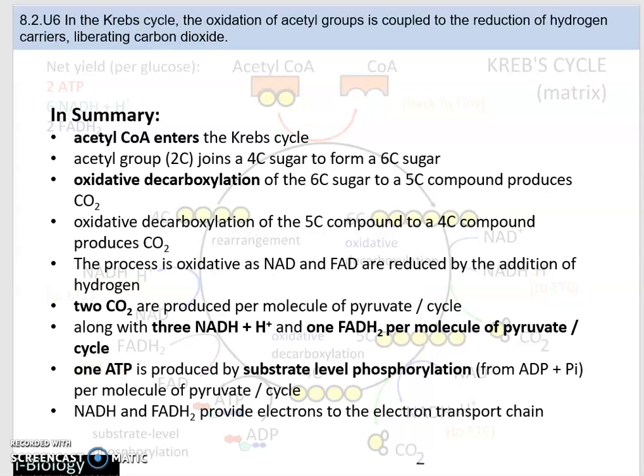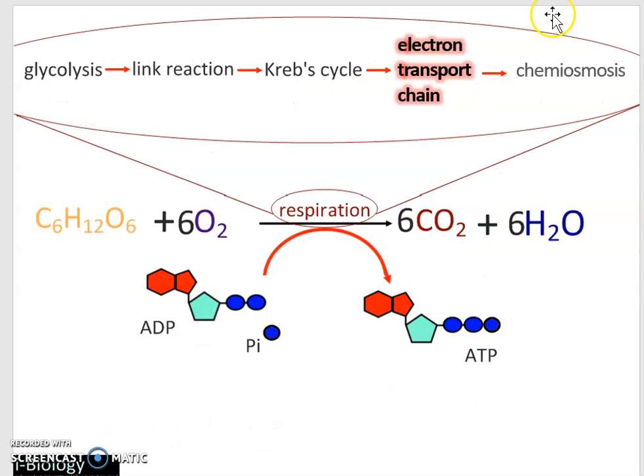Here we've got a summary of Krebs cycle, so pause here, read through and make sure that you're clear. And in the next video, we're going to look at the next stage, which is the electron transport chain and chemiosmosis. This is a bit more complicated.